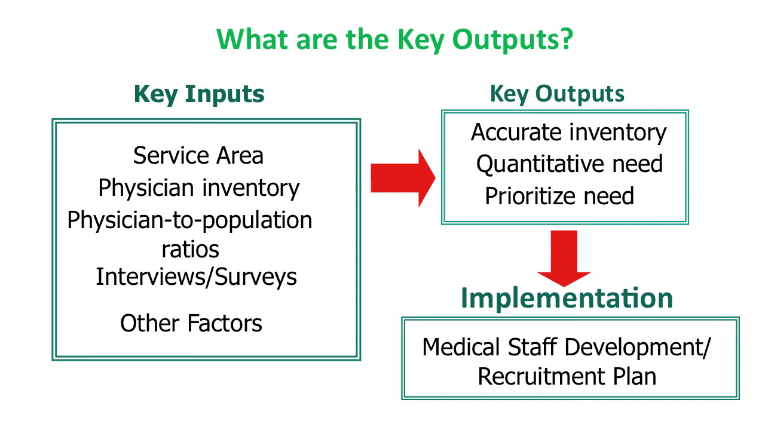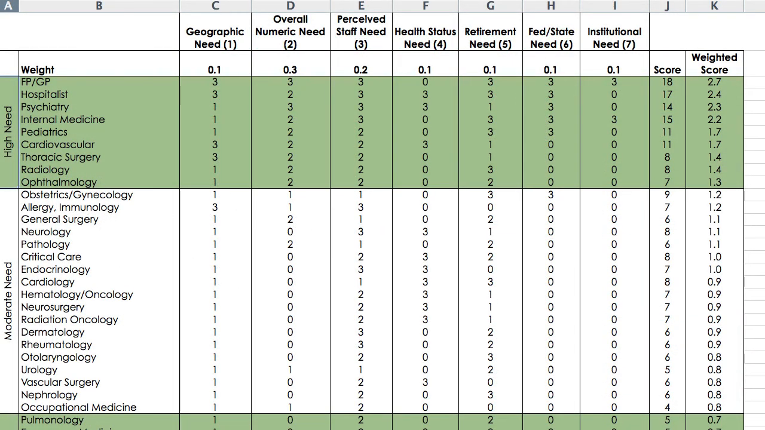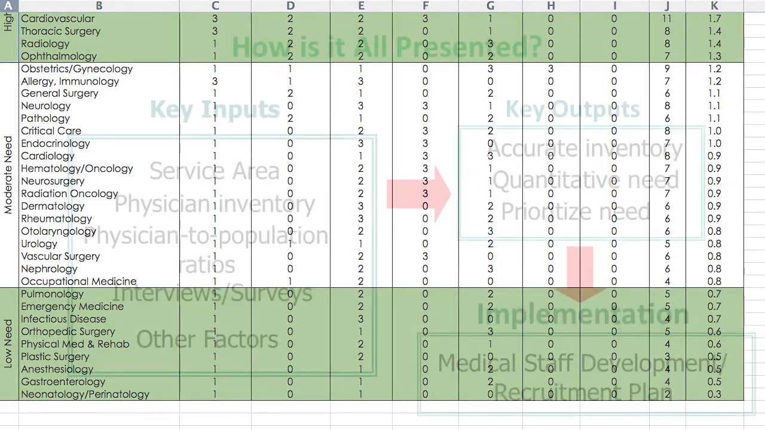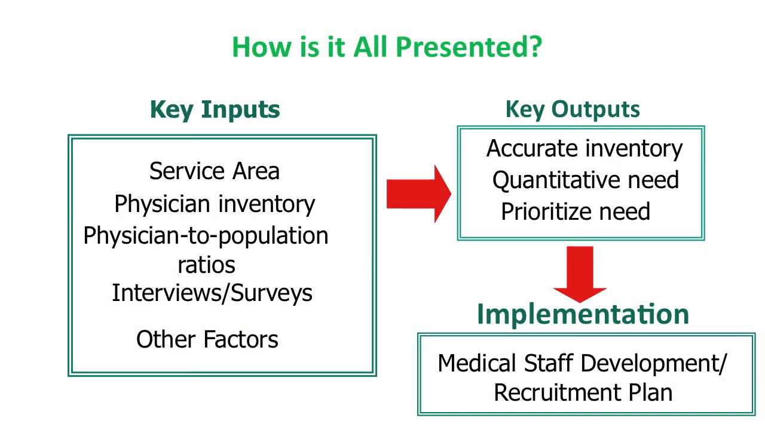The results of the model are presented on a service level basis and for each component area, typically counties or zip codes. All of these inputs are weighted and presented in a one-page evaluation matrix which prioritizes physician need by specialty. This analysis results in a report detailing both the process and the results.